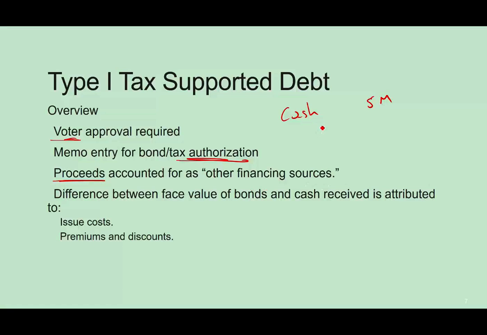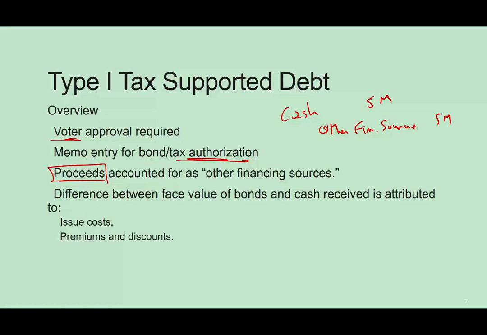What we're going to do, we're going to credit other financing sources, $5 million. So this is where we put the money. This is where we put the proceeds from the bond.